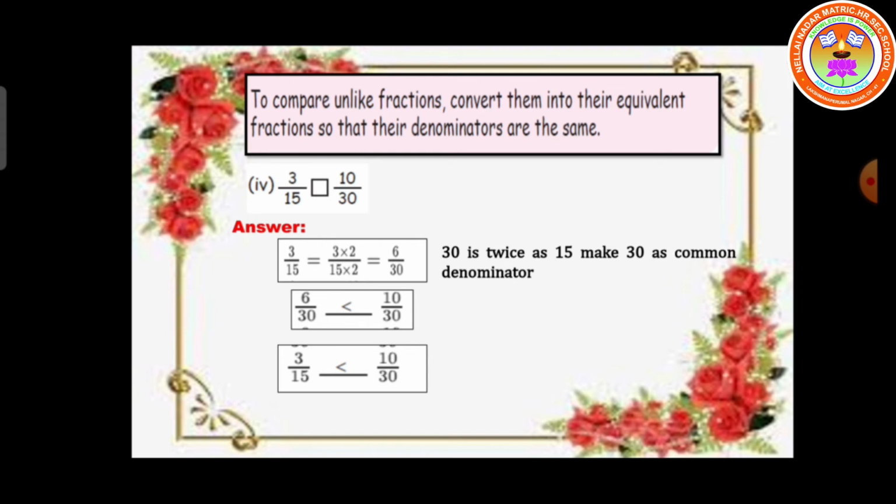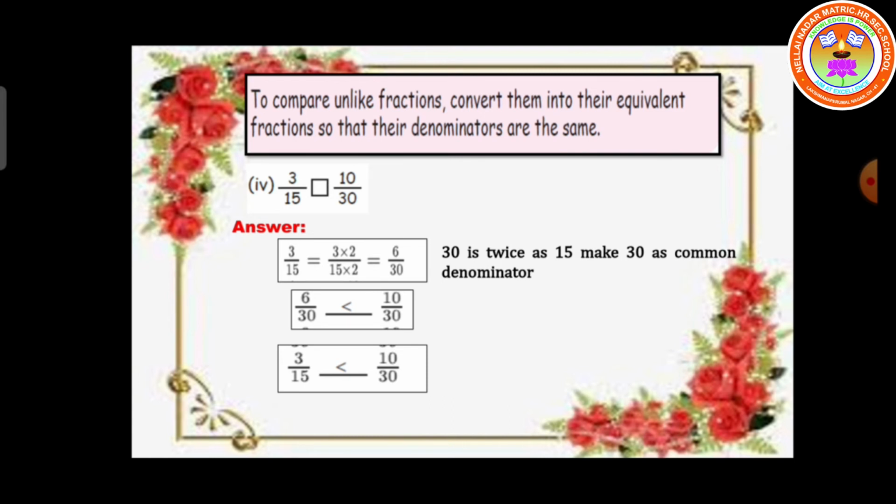Then compare the numerators. 6 by 30 and 10 by 30. 6 is less than 10. So we can say 3 by 15 is less than 10 by 30. Is it clear, students? Very easy problem. Yes, here first we converted the unlike to like fractions. Then we compared the numerators.